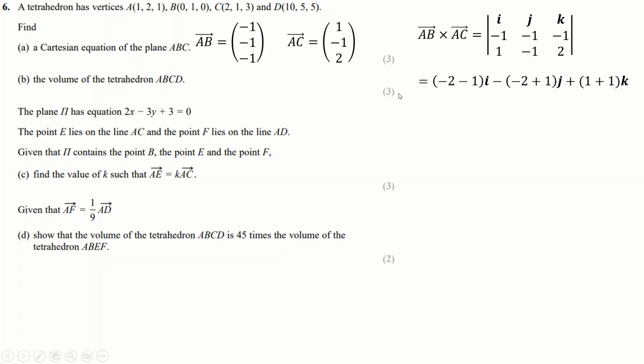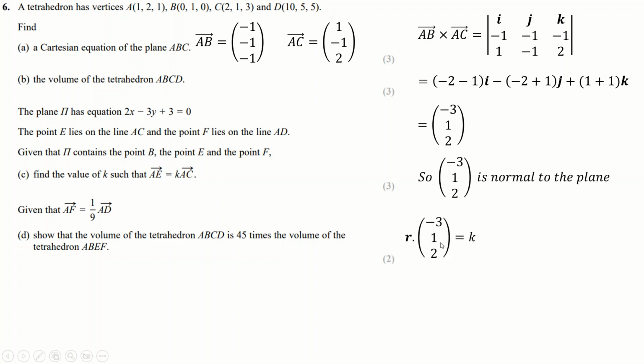Using 1, 1 would have been easier, but it doesn't matter. You get this, and so that vector is normal to the plane, which means I can use this form here with the n being this vector, and now to find out k, I can just put in any of the points that I want. Probably would have been easiest to use 0, 1, 0 to be honest, but I didn't think that far ahead.